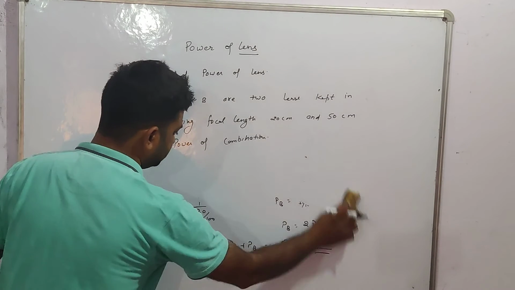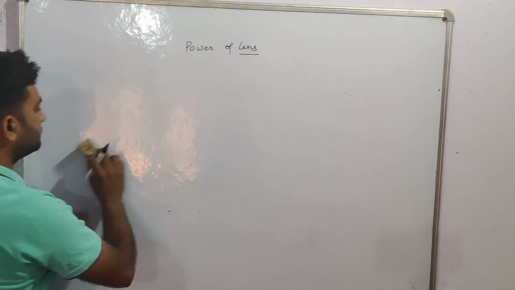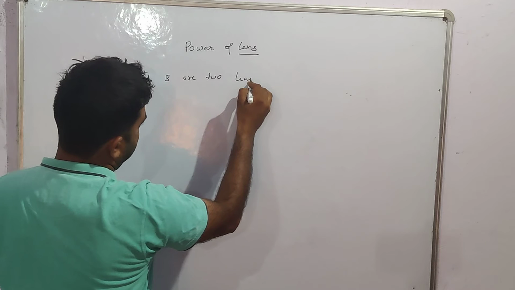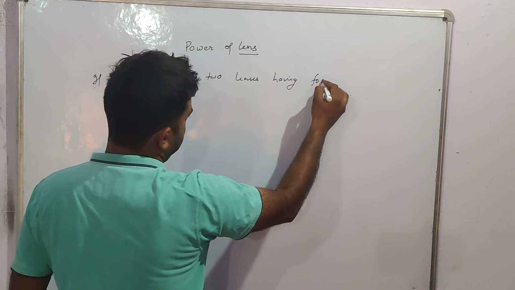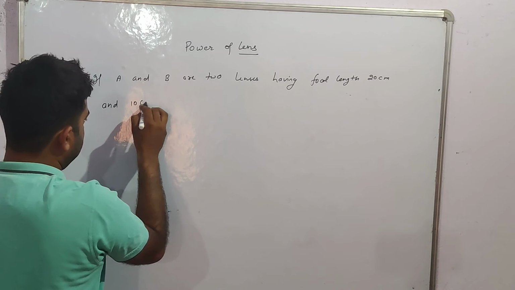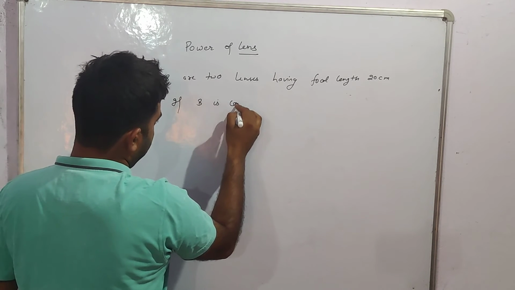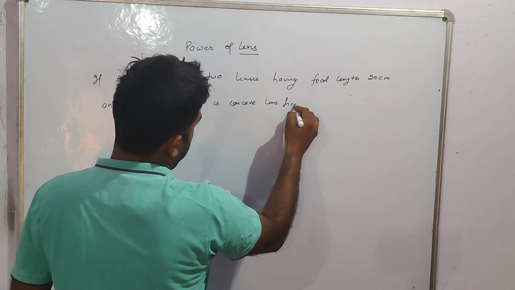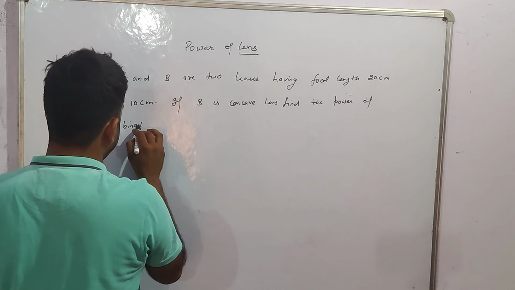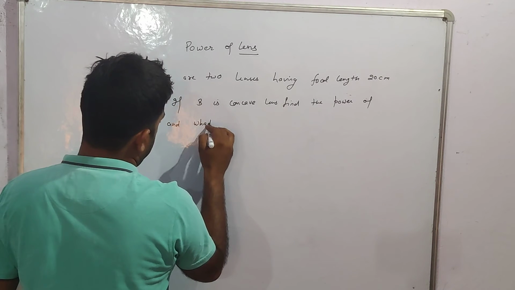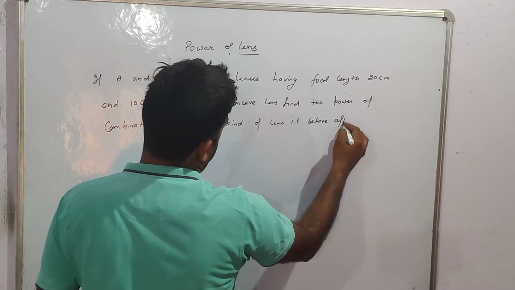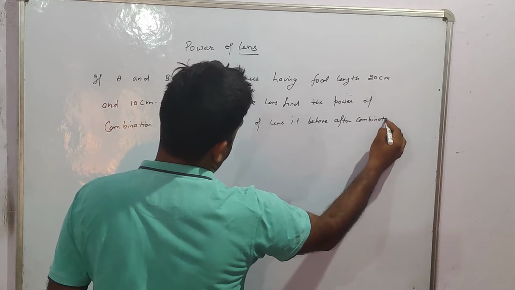One more numerical. If A and B are two lenses having focal length 20 centimeter and 10 centimeter, and if B is the concave lens, find the power of combination and what kind of lens it behaves as after combination.